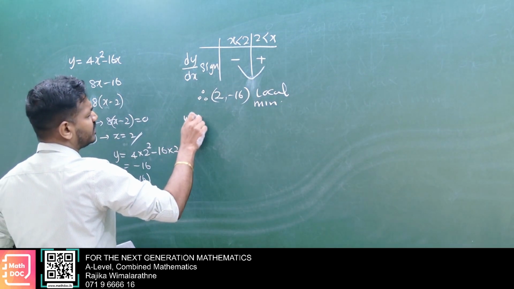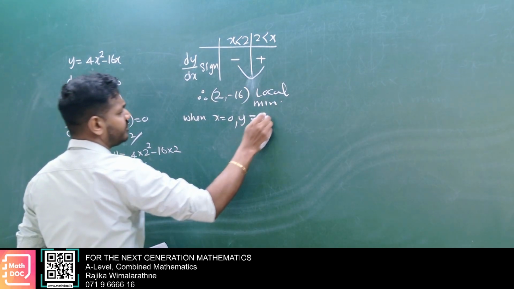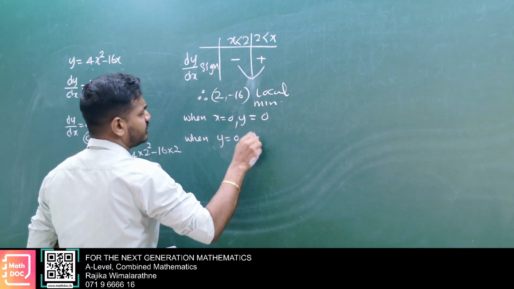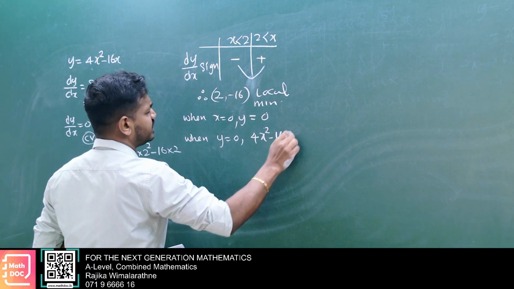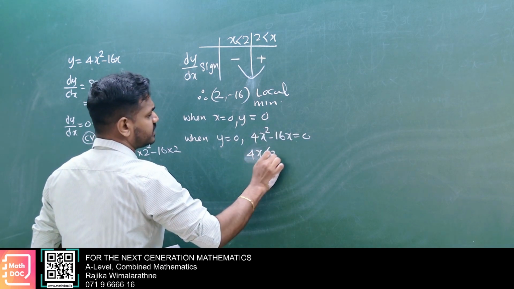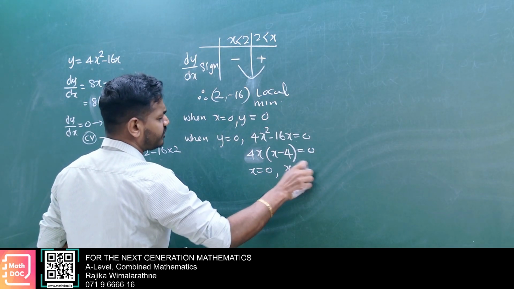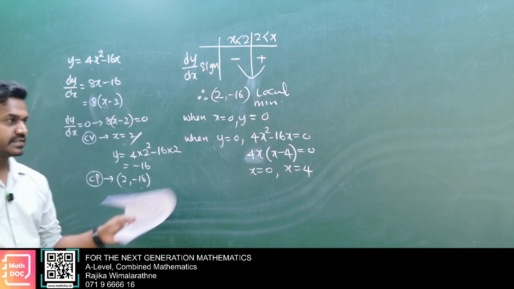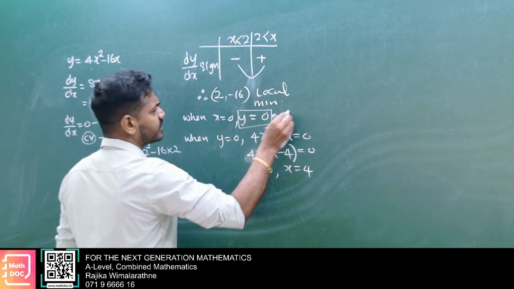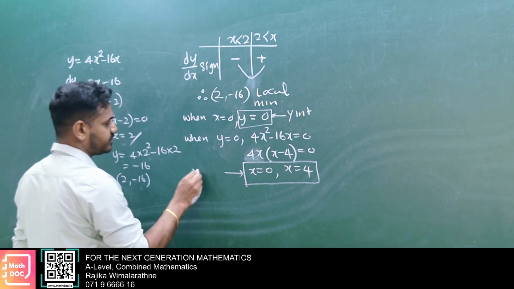Now, when x equals 0, the y value is 0, here the y-intercept. When y equals 0, 4x squared minus 16x equals 0, here take 4x outside: 4x times x minus 4 equals 0, we have x equals 0 and 4. These are the x-intercepts. Here this is the y-intercept, and here these are the x-intercepts.